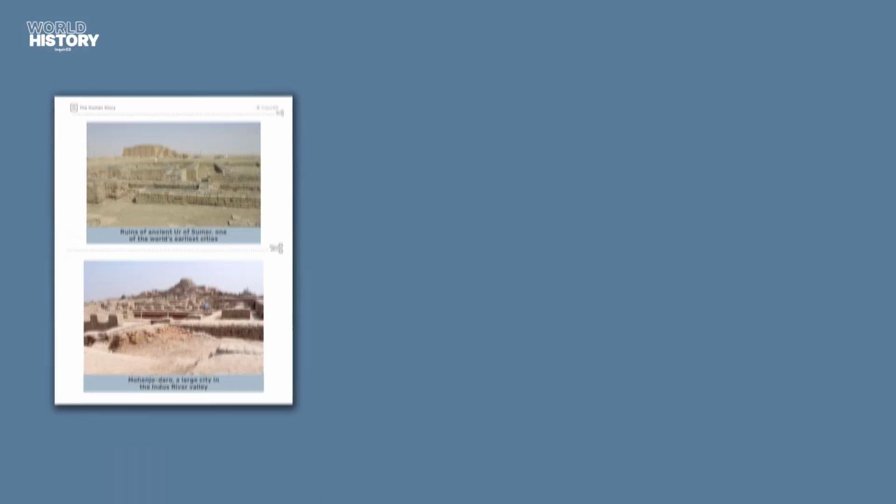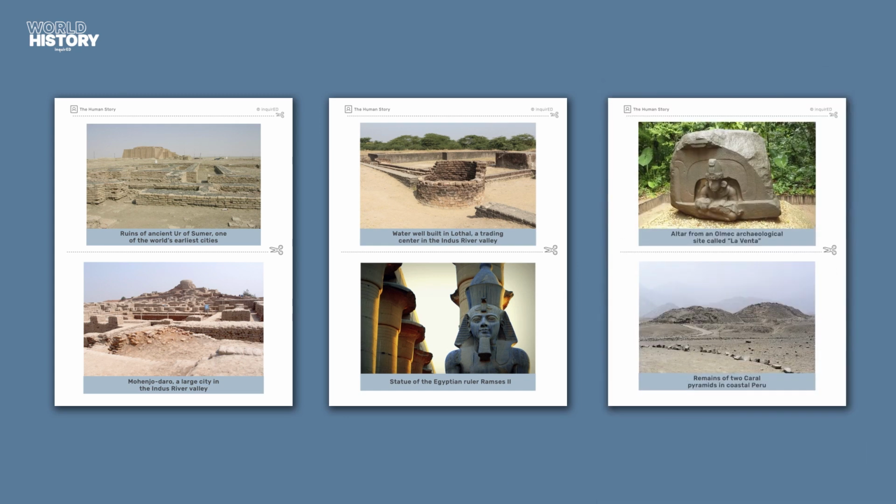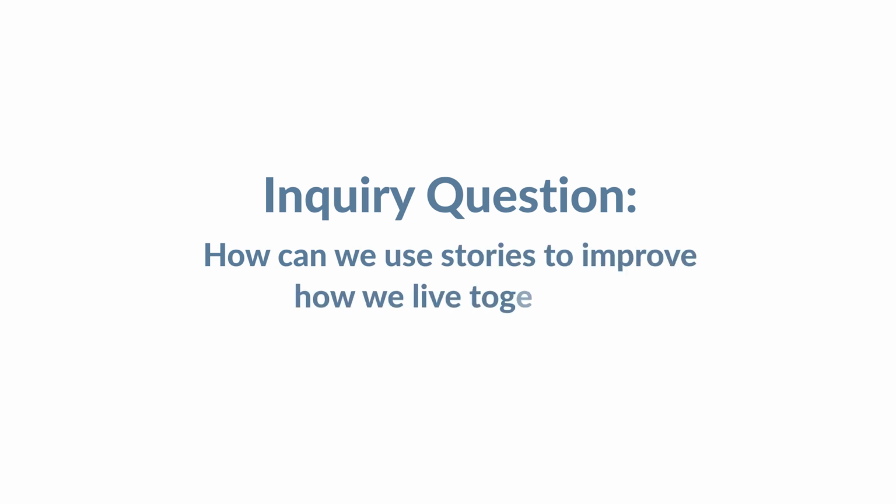The Human Story Inquiry launches with the Stories of Artifacts and the Story of the Ancient World lessons. In these lessons, students explore artifacts created during the Paleolithic era, taking part in an artifact gallery walk to spark curiosity about how early people lived. At the end of the second lesson, students are introduced to the inquiry question that will guide their exploration. How can we use stories to improve how we live together?